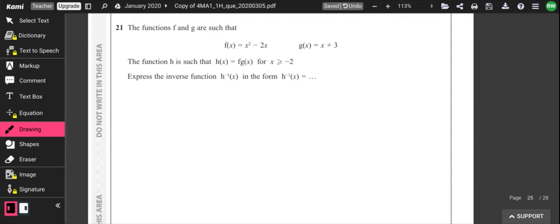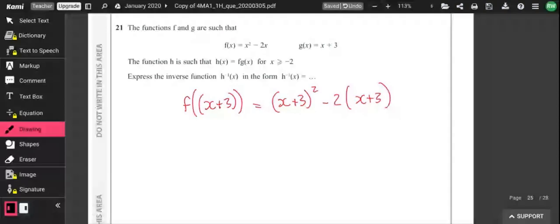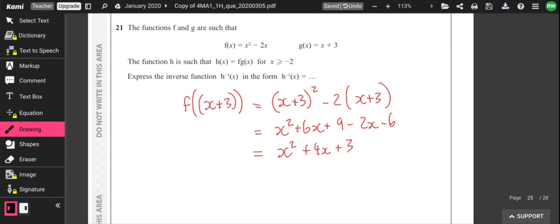Question 21, we have a functions question. So we have to do g of x, which is x plus 3, and we have to put that into f, which is going to be replacing any x with an x plus 3. So we have x plus 3 squared minus 2 lots of x plus 3. This will give us x squared plus 6x plus 9 minus 2x minus 6, which will simplify to x squared plus 4x plus 3.